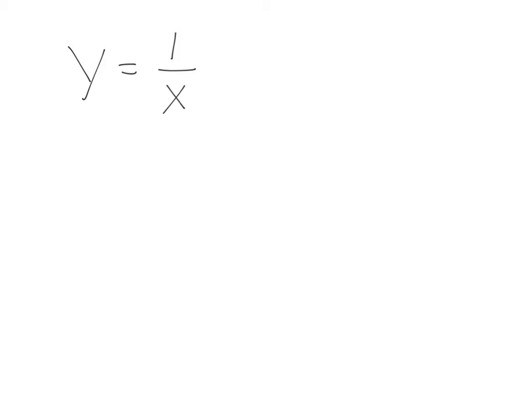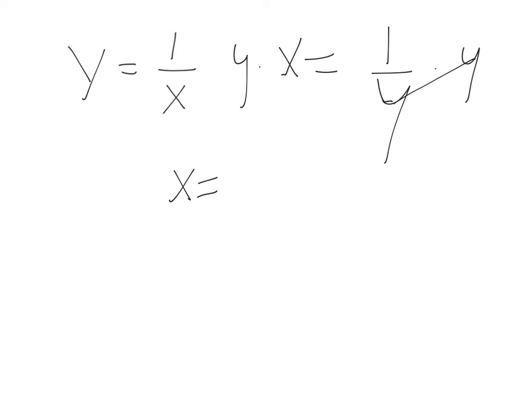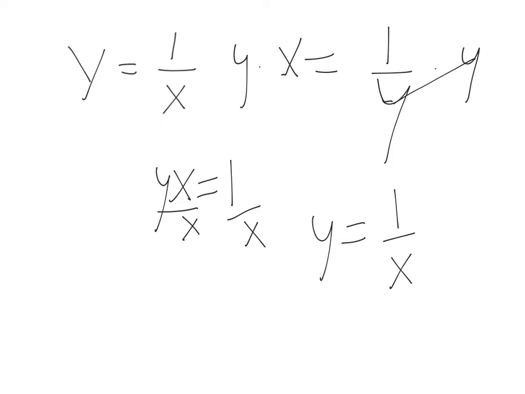Sometimes a function can be its own inverse. I'm going to show you how that happens here. So you switch x and y. 1 over y. And you times by y to get rid of the fraction. So then you have xy, yx equals 1. And then you will divide by x to get y by itself. And the inverse equals what you began with.